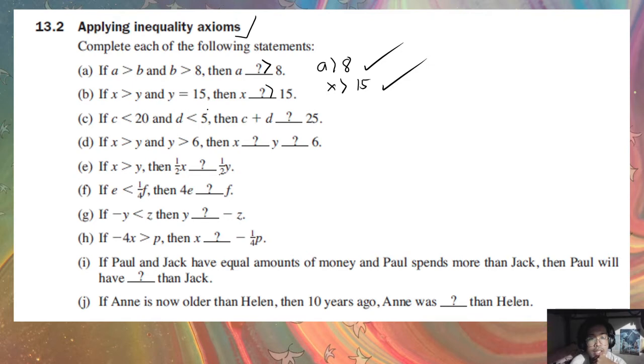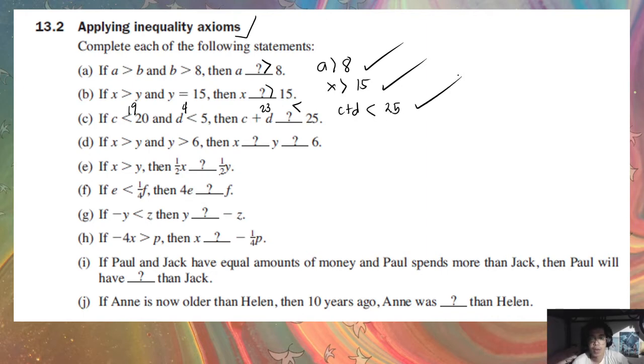For letter C, if C is less than 20 and D is less than 5, then C plus D should be equal to what? So the possible values for C would be, let's say for example, 19, and the possible value for D should be 4. Let's say for positive whole numbers, that's the greatest value. So 19 plus 4 is 23. That's their maximum value. So therefore, 25 is greater than 23, or C plus D is less than 25.